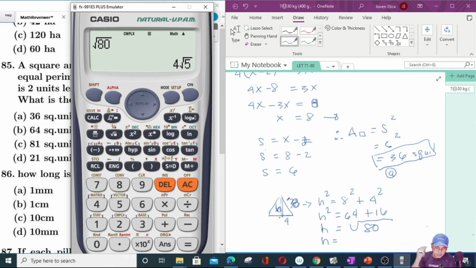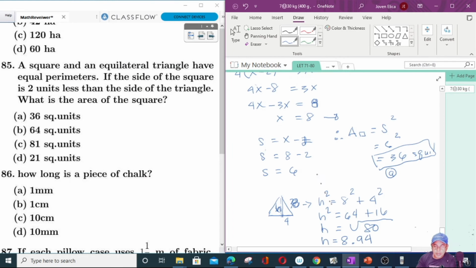Square root of 6, 7. This is 8. This is actually 8.94. Because in this calculator, square root of 8 is 4 times the square root of 5. But actually, the answer for h is 8.94.